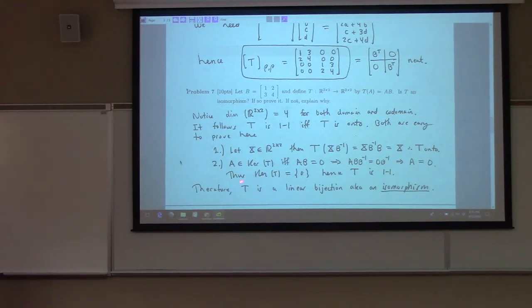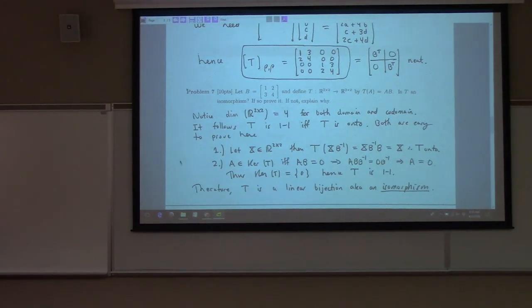So however you slice it, T is a linear bijection. That is to say it's an isomorphism. In fact, this is what's called an automorphism because it's an isomorphism of the vector space R2 by 2 to itself. Any questions here? No?